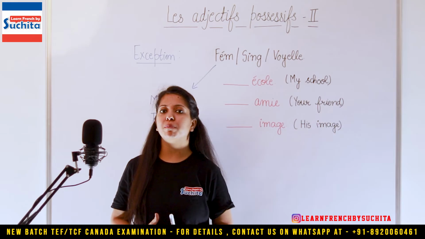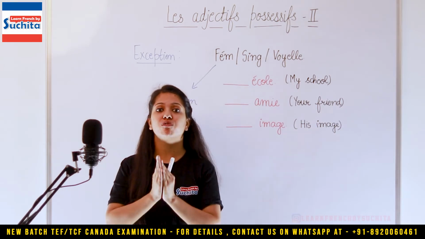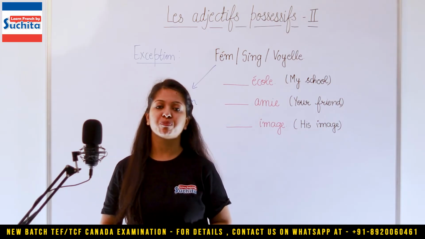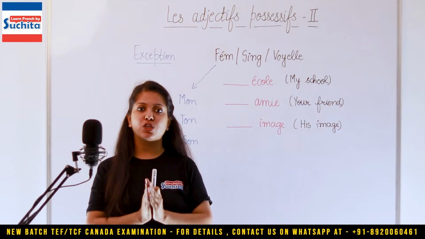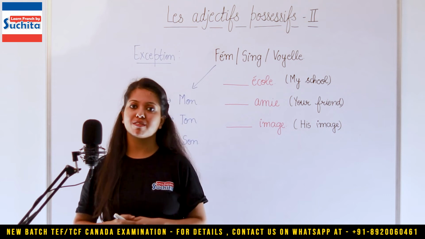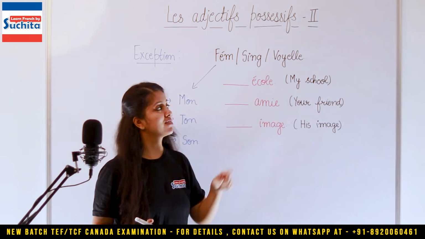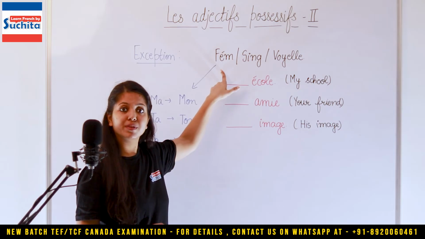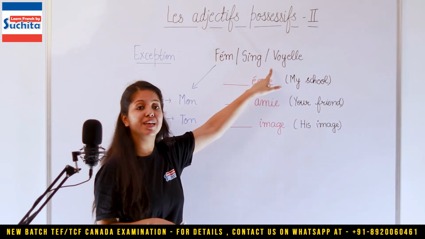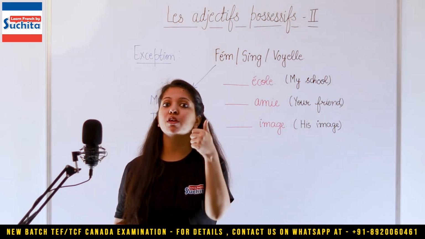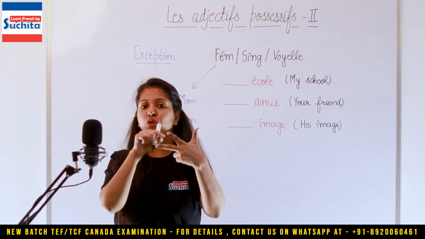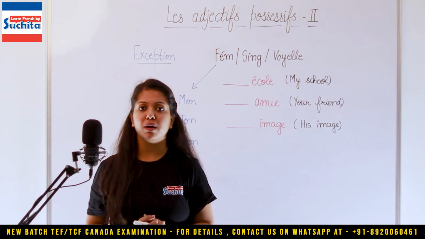Okay, now I'm going to talk about an exception which is very important. So just understand this rule very carefully. Now, if the word which is following the possessive adjective is feminine, and singular, and begins with a vowel. So that word should be feminine, singular, and should begin with a vowel. If all these three criteria match, then what happens?